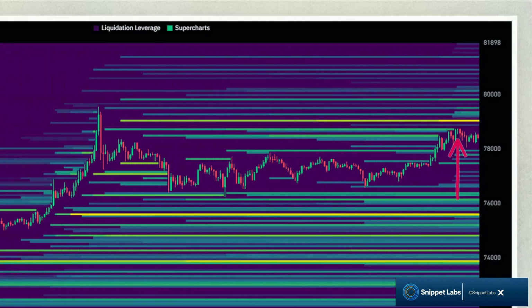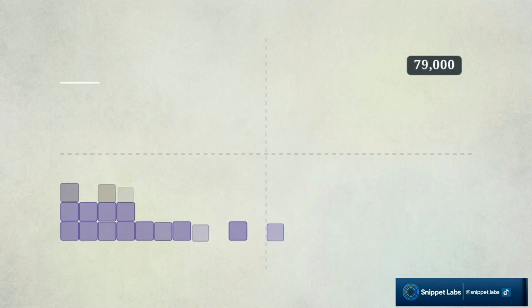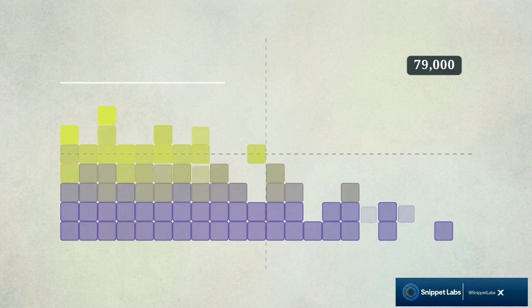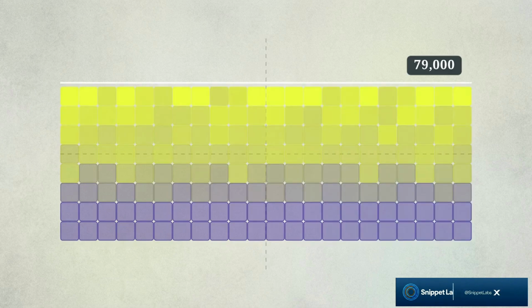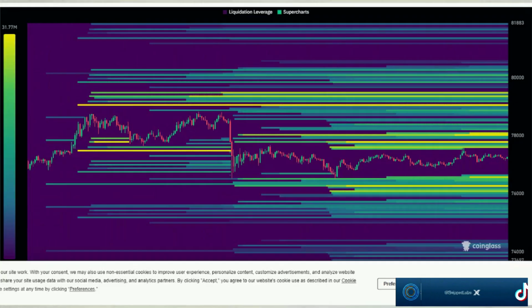Moving into August 21st and 22nd, price stabilized and moved sideways near 79,000. This chart shows a prominent yellow band forming just above that price point. Below the horizontal price action, the microstructure was shifting. High-density liquidation bands were quietly building just beneath the market. These bands eventually hardened. In this chart, you can see the risk transitioning from speculative green into two high-intensity yellow support zones sitting directly under the price range.